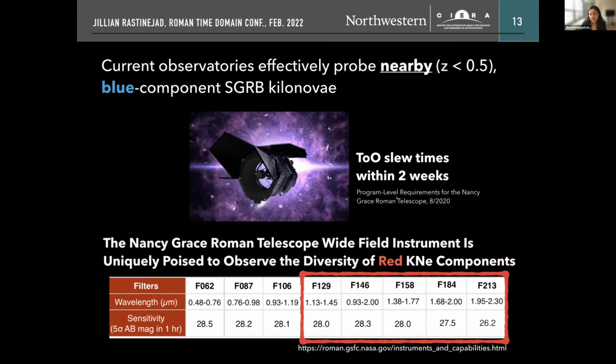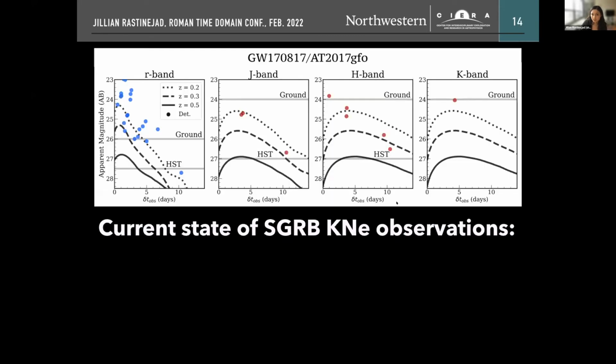But as I'll show in a second, this should be adequate for discovering and characterizing nearby short GRBs. So this is showing light curves in the optical on the left and then 3 near infrared bands. These are AT 2017 GFO light curves that are smoothed and then shifted to different redshifts. I want to note that the solid lines represent redshift 0.5, which is the median detected short GRB redshift. And then we also overlay typical depths of ground and space-based telescopes.